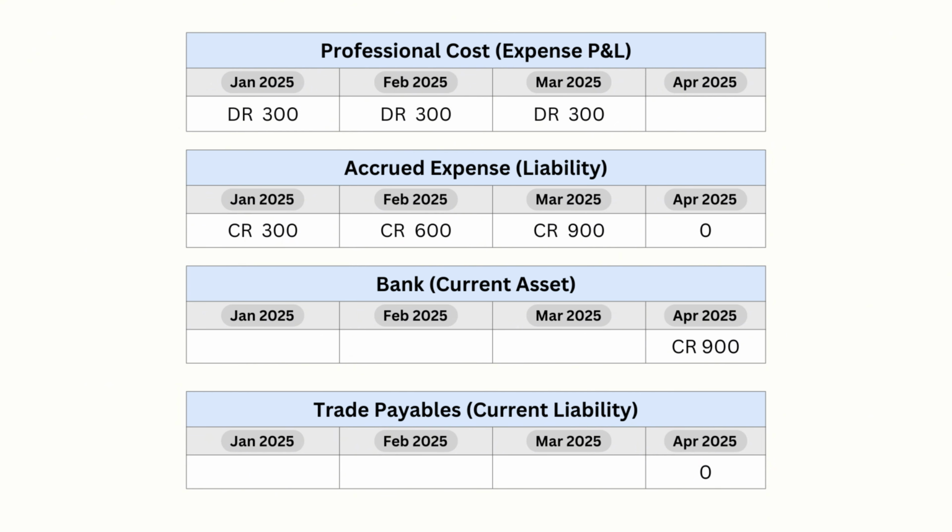This example demonstrates the accruals principle. Expenses are recognised when they are incurred, not when they are paid. The profit and loss reflects the correct monthly cost. The balance sheet shows what is owed at each point in time, and the cash flow statement reflects only actual cash payments.